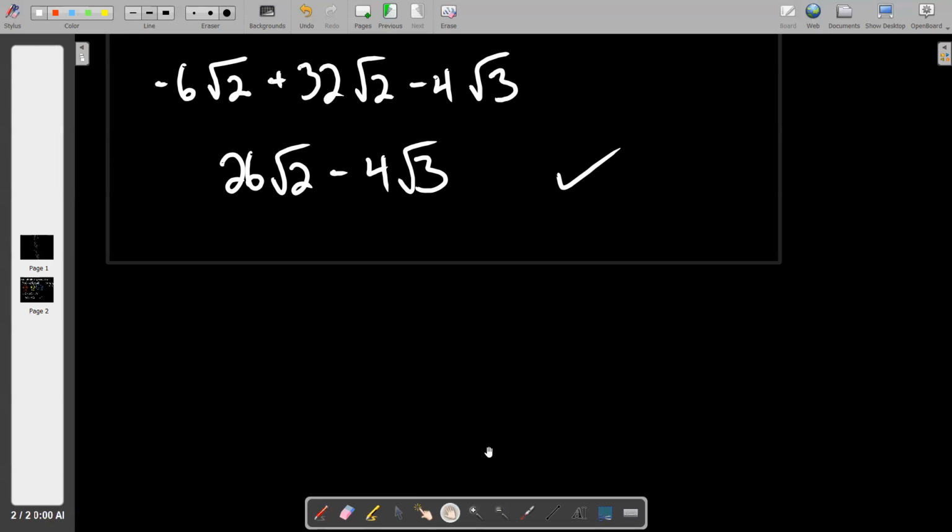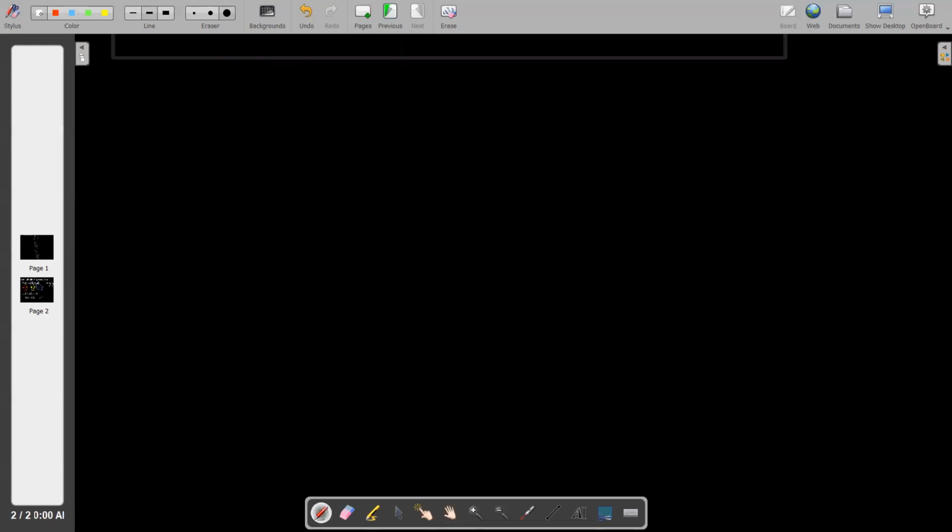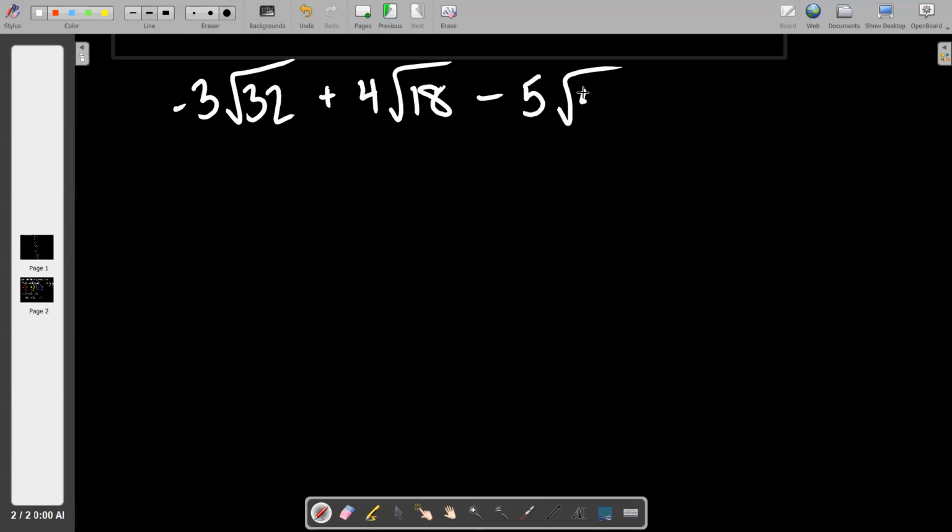So let's do at least one more example. And if you feel after this example, like, hey, I could use one more, just let me know. So let's do -3 roots of 32 plus 4 roots of 18 minus 5 roots of 50. So at this point, they should all just look like blah, blah, blah, right? We have no idea who their true identities are. So that's why we go through this process.